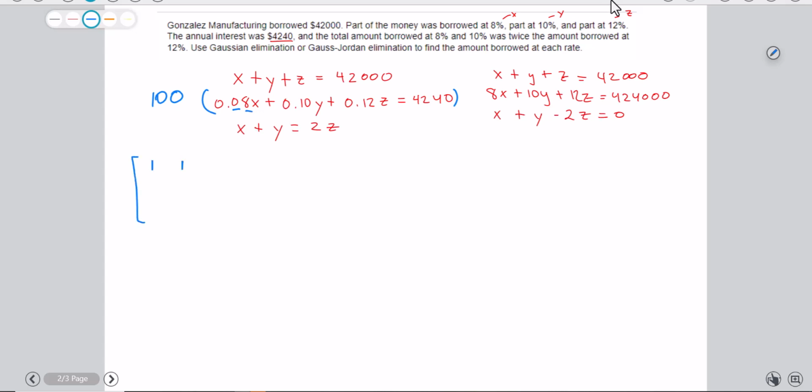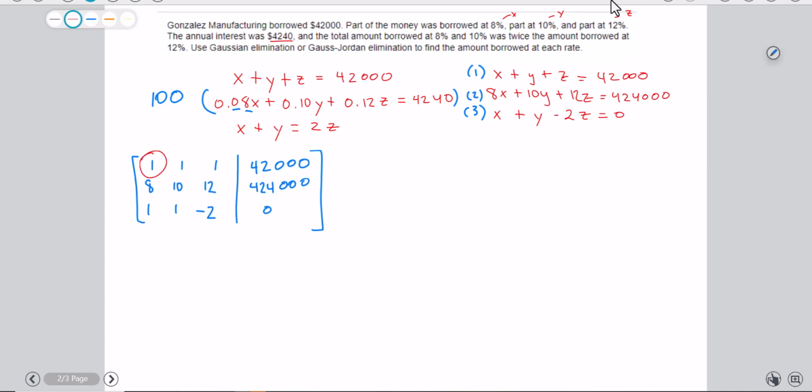Now from here, I'm ready to start my matrix. So the first row, 1, 1, 1, 42,000. So that's row 1. Now I'm going to write row 2, which is 8, 10, 12, 42,400. And then row 3, 1, 1, negative 2, and 0. So the first thing you want to do is turn that to a 1. Magically, it already is a 1.